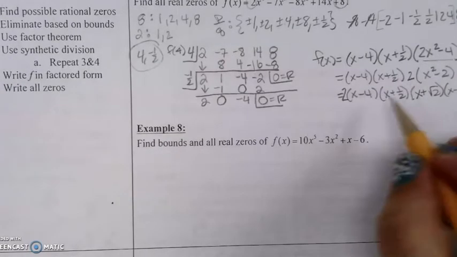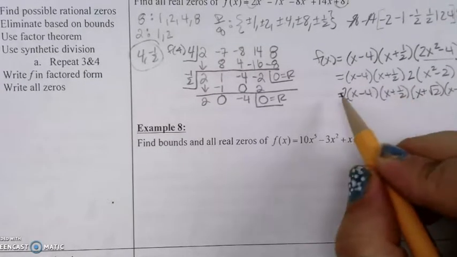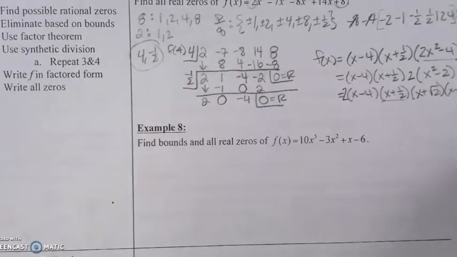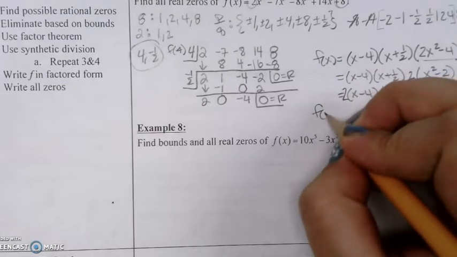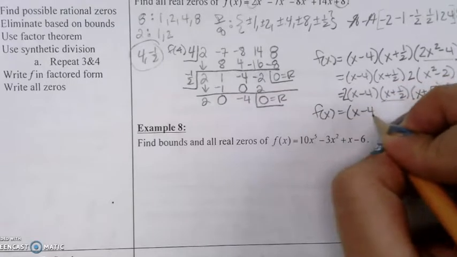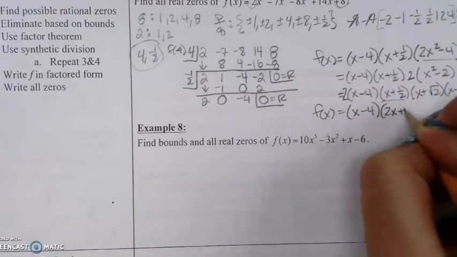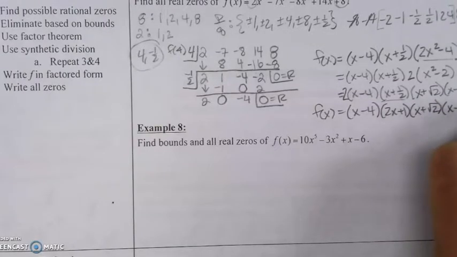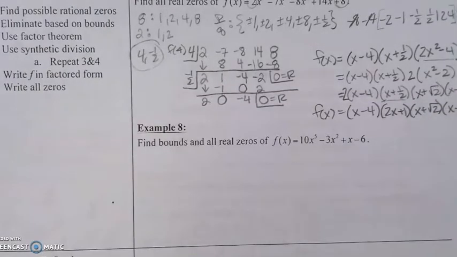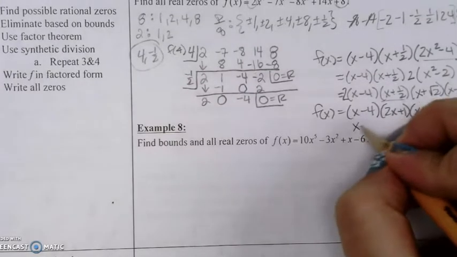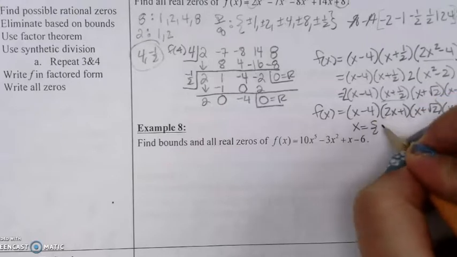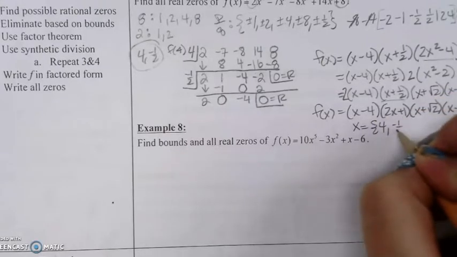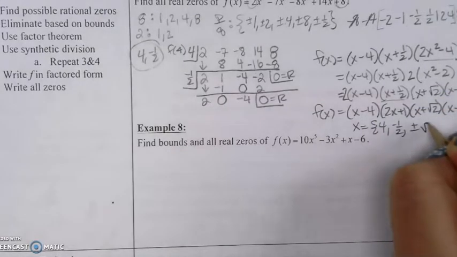A nicer way to write this without the fraction would be to distribute the 2 into the factor with a fraction. So I can write this f of x equals x minus 4 times 2x plus 1 times x plus the square root of 2 times x minus the square root of 2. So now we have factored f of x, and we can write its zeros as 4, -1/2, and plus or minus the square root of 2.